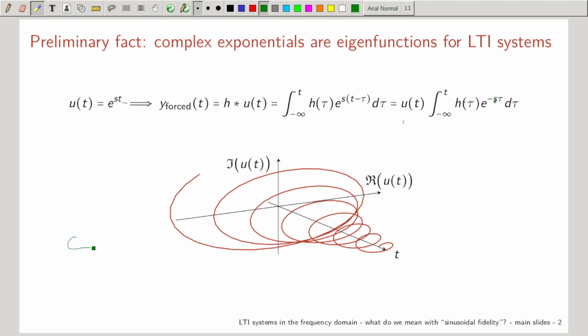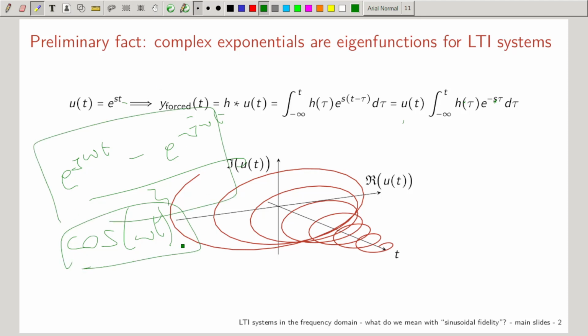Now, if I take cosine of omega t, what is it going to be? It's going to be e^{j omega t} plus e^{-j omega t} divided by 2, if I remember correctly. In a certain sense, a cosine is the sum of two exponentials where s is purely imaginary, with sigma equal to 0. Are we together on this?